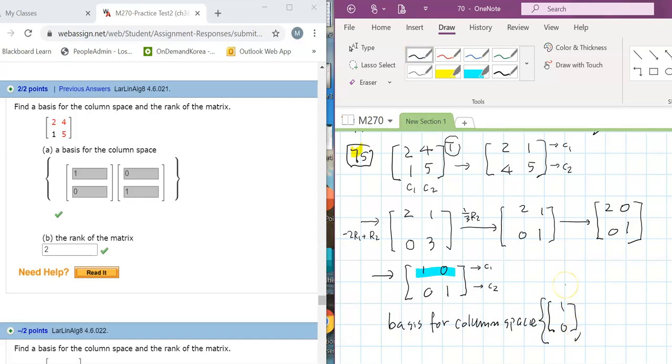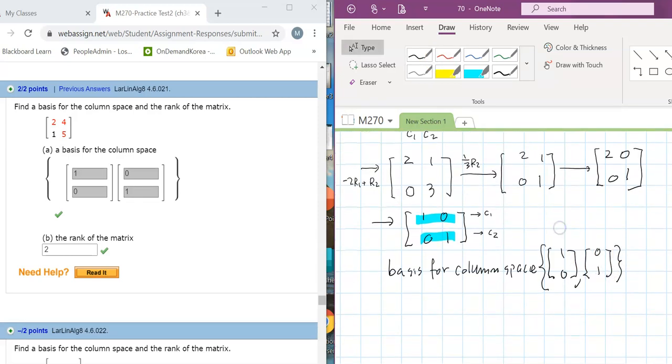And then column 2. Okay, but you can also say using original basis of column space, you can use the original column. This is column 1, it's column 2. So you'll have the same answer, 2, 1, and 4, 5. Okay. You will get the same thing.